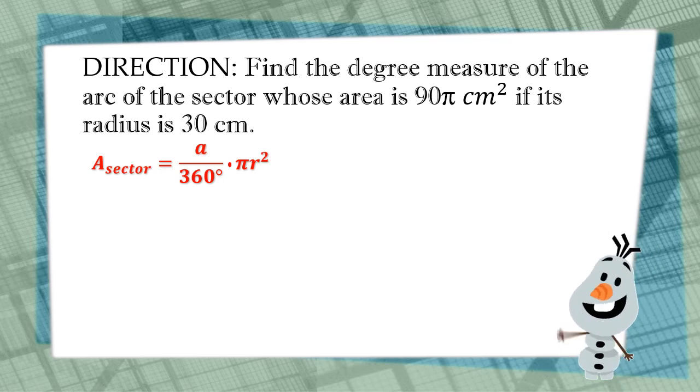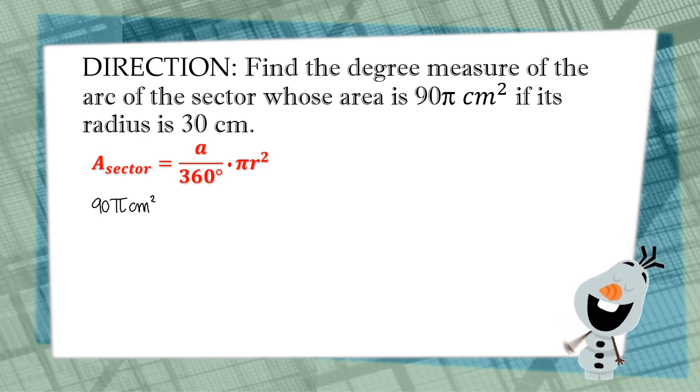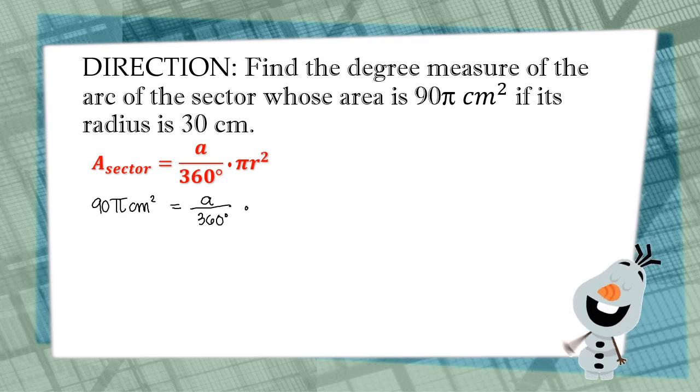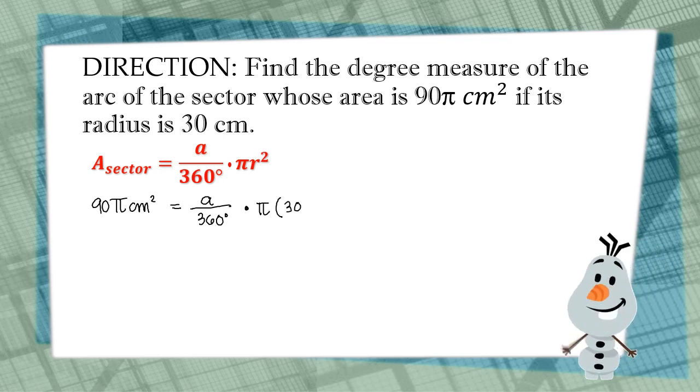So area of a sector, so let's substitute. So 90 pi centimeters squared equals A, this is what we're looking for. So just simply copy. So A over 360 degrees times pi. And our radius is already given, which is 30 centimeters squared.